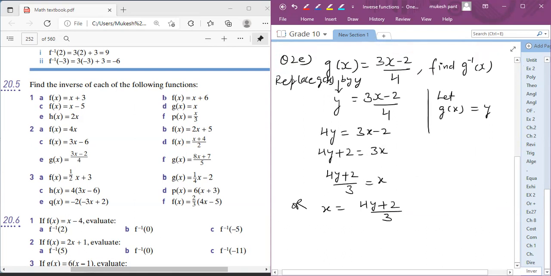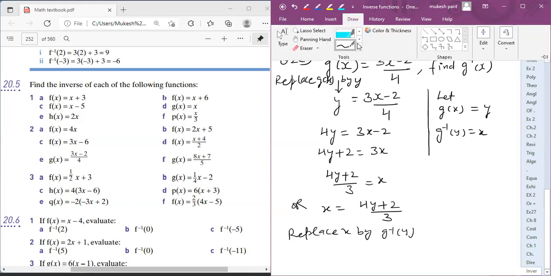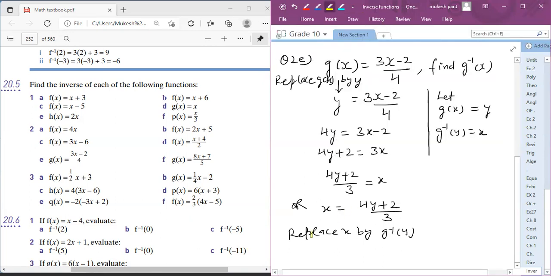So look again here, if g(x) equals y, then it means g inverse y equals x. We interchange the variable, so you can replace x by g inverse y. You can see here, from this one. This result I get from here.